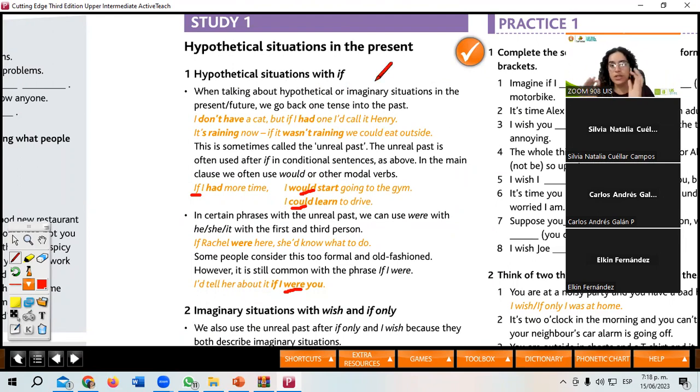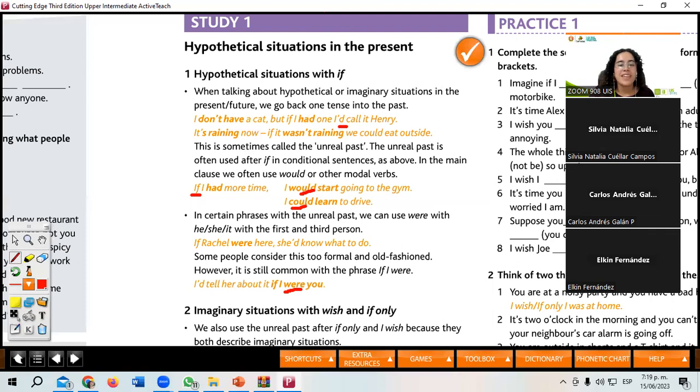Entonces aquí es importante reconocer si tenemos el if, la cláusula es la condición. If es la condición. Y la otra oración que venga es como la principal. Entonces no podemos decir si yo hubiera tener, ¿ok? O si yo tendría uno, lo llamaría Henry. El would, recordemos siempre es esa terminación, haría, iría, ¿ok? Tendría uno, en español no tiene sentido tampoco. Si yo tendría uno, lo llamaría Henry. O si yo tuviera uno, lo llamaría Henry.